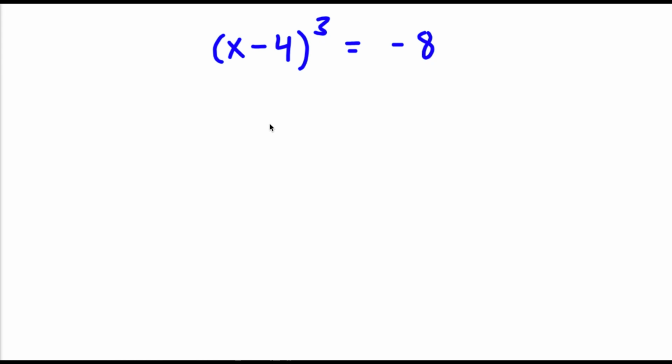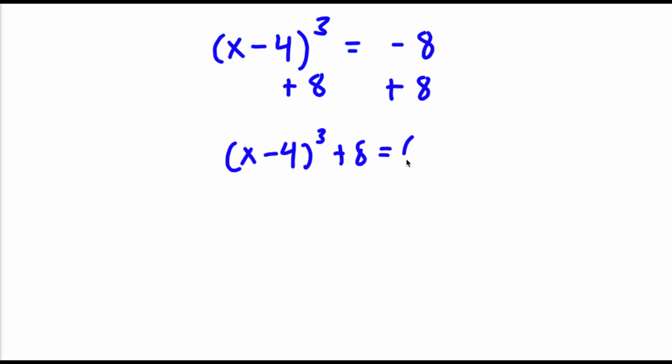In today's video, I'm going to be teaching you guys how to solve this exponential problem, or I should say algebraic equation. So we have (x minus 4) to the power of 3 is equal to negative 8. Now the first thing I'm going to do is add 8 on both sides. So now I have (x minus 4) to the power of 3 plus 8 is equal to 0.